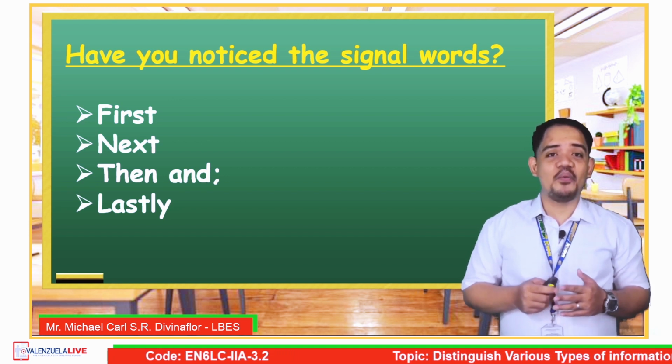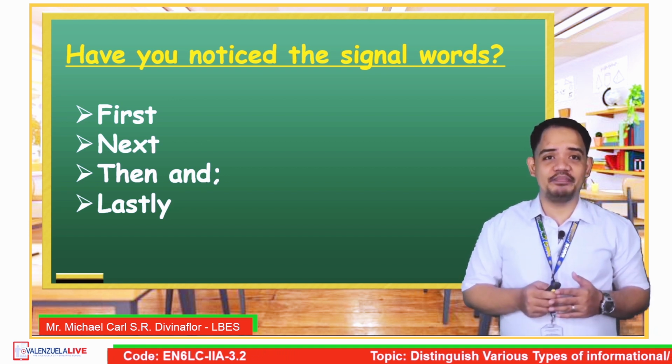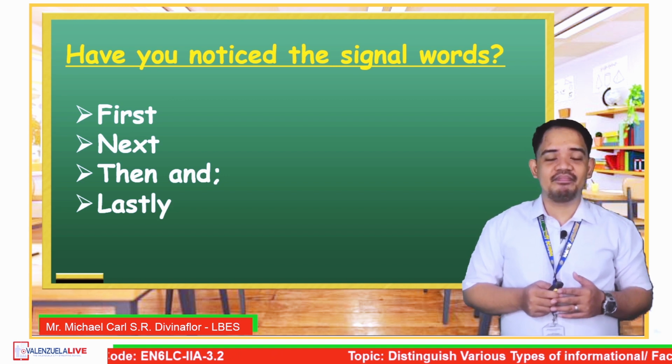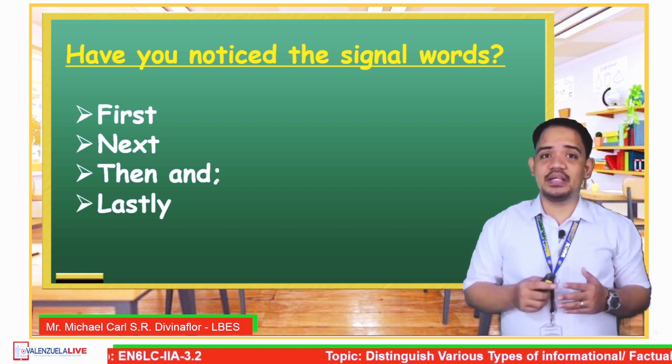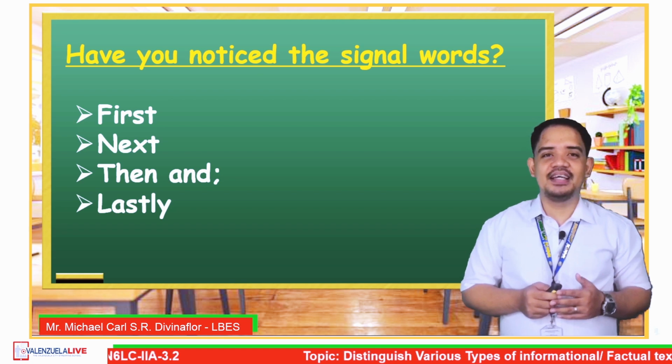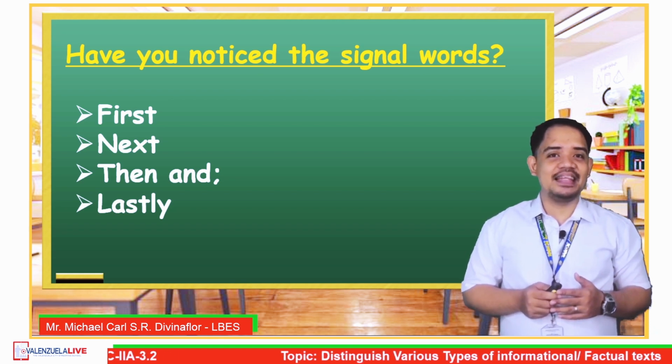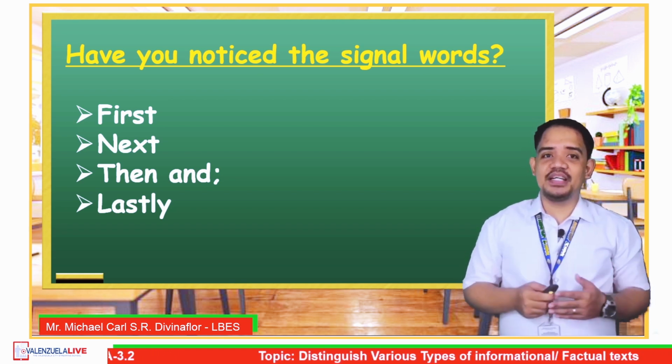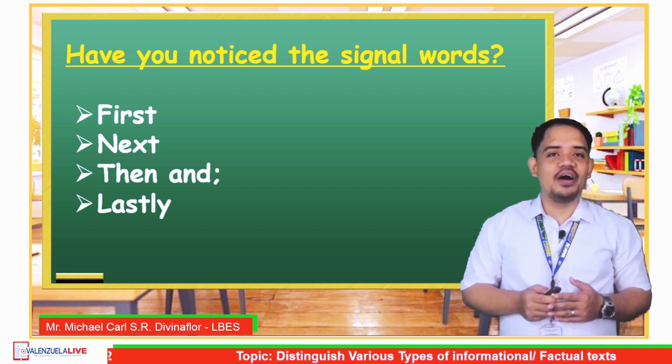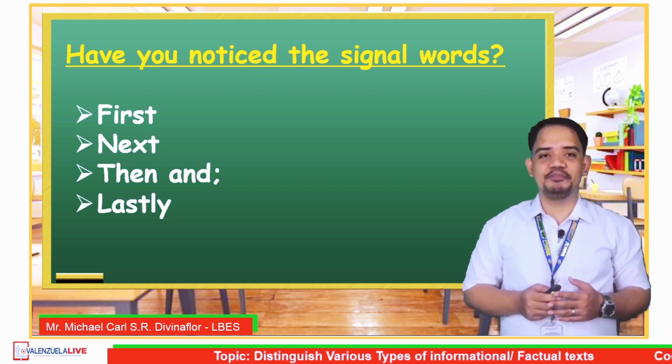So, what are the signal words that you have read? Okay, so the signal words that we have read are first, next, then, and lastly. They give us the steps to follow on how to prepare for a typhoon.